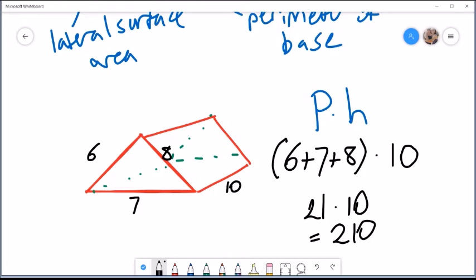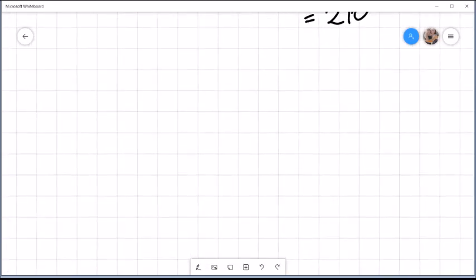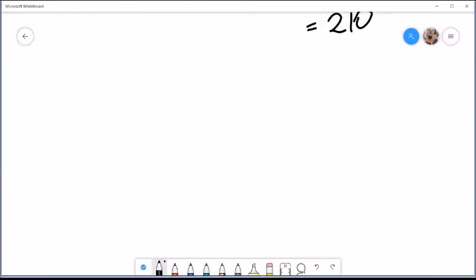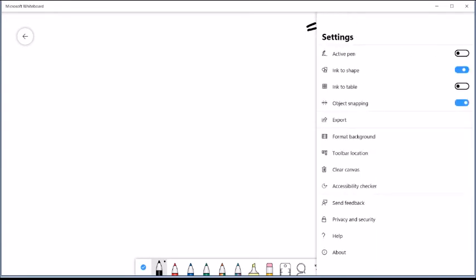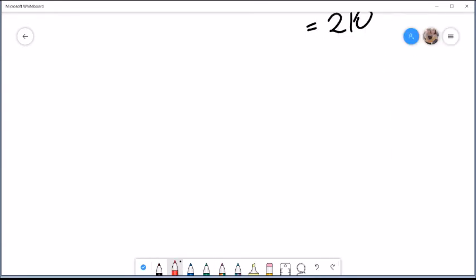If you were given units, since this is an area, it would be square units, so like square inches, square meters, square millimeters, etc. But currently, since there's no units, we're just going to focus on getting the number. Let's do one more lateral surface area problem. This time I will do it with a rectangular prism.